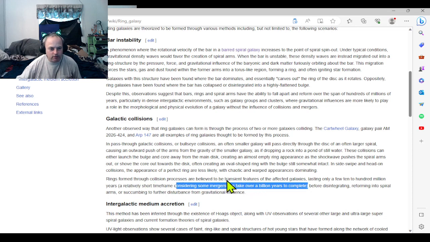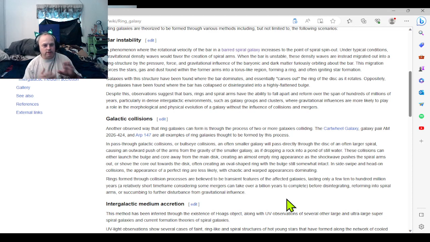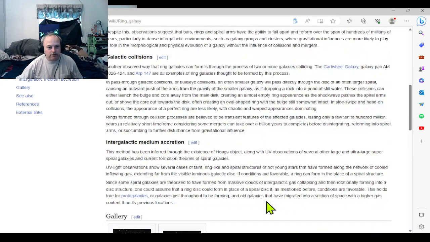So the rings formed, and it lasted a few hundred million years, over billions of years, before disintegrating, reforming into spiral arms to further the surface for gravitational influence. So yes, it would all fall together, and then it would spiral out again into a different type of galaxy. And this is a very dynamic environment here because the galaxy is always contracting and reforming, just throughout, to be forming protogalaxies.